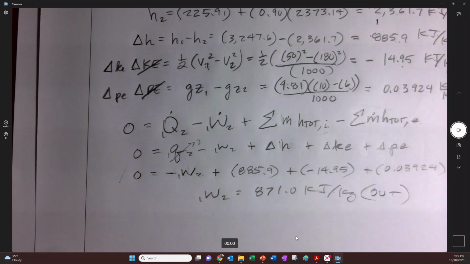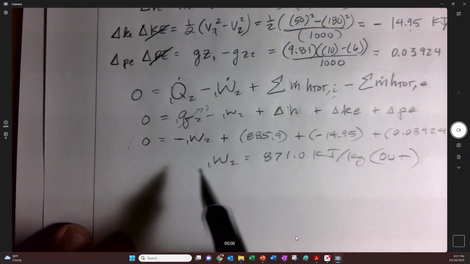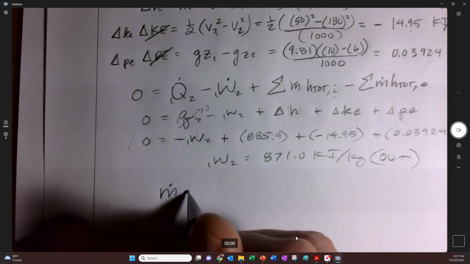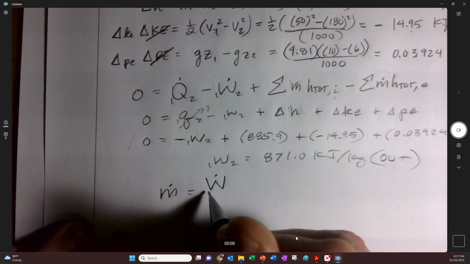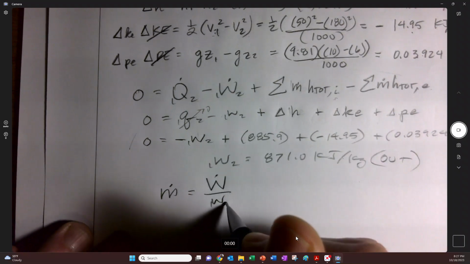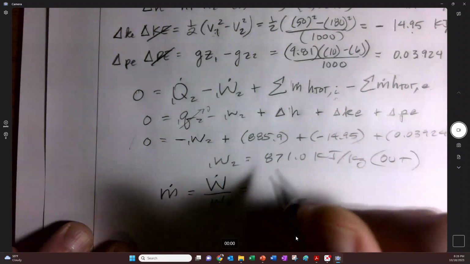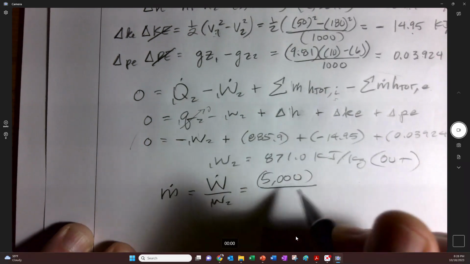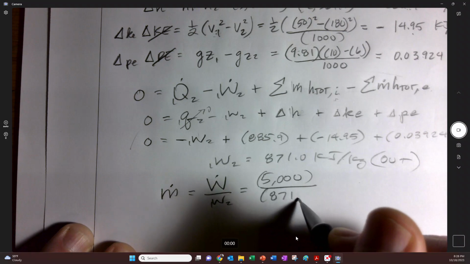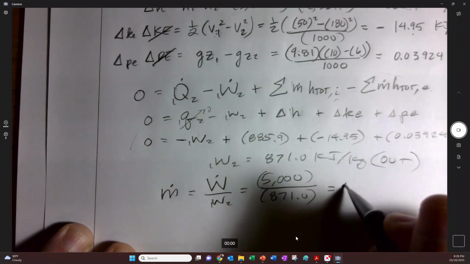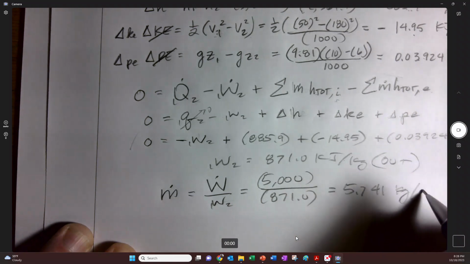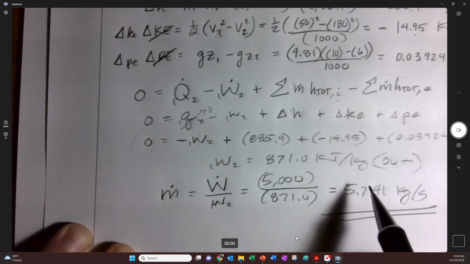And that was always out. So if you want to find the last part of this, now we can find what the mass flow is going to be by taking that power and dividing it by that work per mass right in there. So 5,000 divided by 871 is going to equal 5.741 kilograms per second. So that was the answer right there.